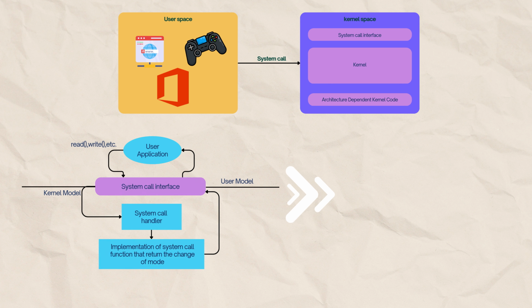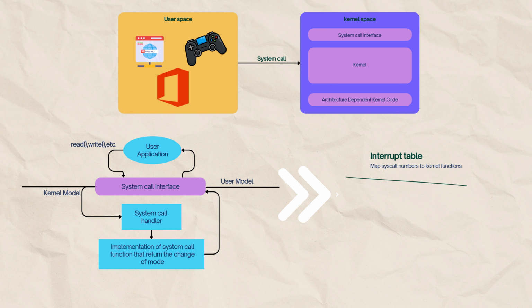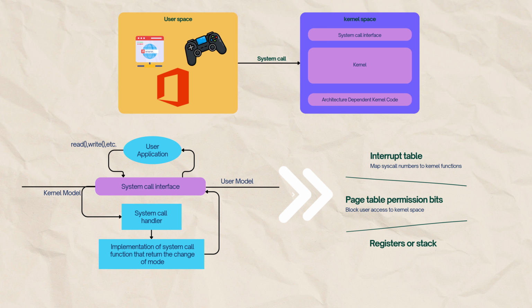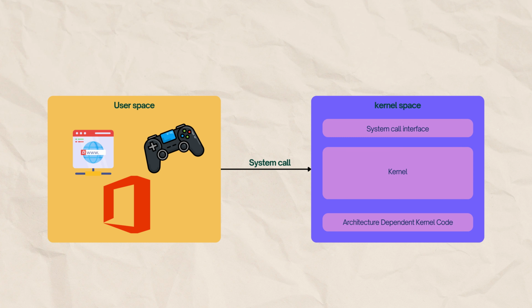During this process, the OS uses the interrupt vector table to map syscall numbers to kernel functions, page table permission bits to block user access to kernel space, and registers or stack to pass parameters between spaces. The separation between kernel and user space is fundamentally a security mechanism implemented by virtual memory page tables and CPU privilege levels. This design ensures both system stability and developer convenience. Applications don't need to worry about hardware details, just make system calls. From single tasking to multi-threading, from single machines to distributed systems, this architecture remains the core pillar of modern OS.